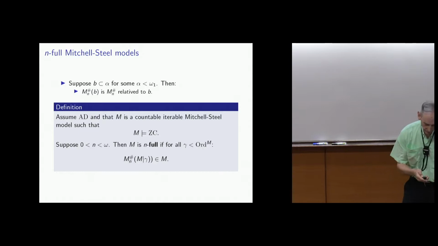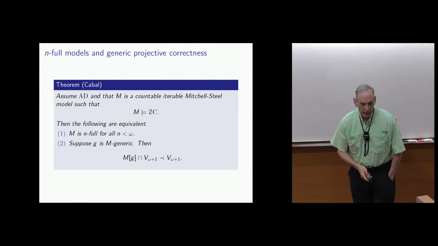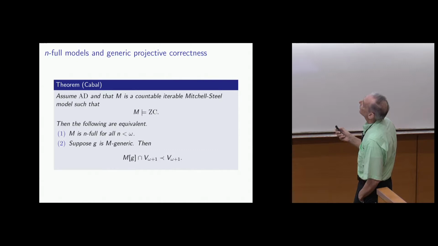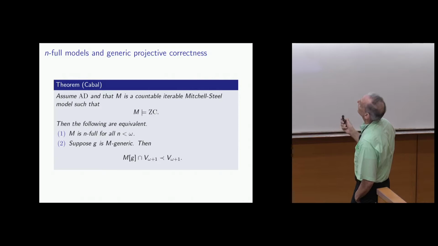All right, so n-full models and generic projective correctness. Suppose you have a countable iterable Mitchell-Steele model that's a model of Zermelo. Then the following are equivalent. M is n-full for all n less than omega. That was that technical definition I just gave, but here's a really nice simple condition that's equivalent.